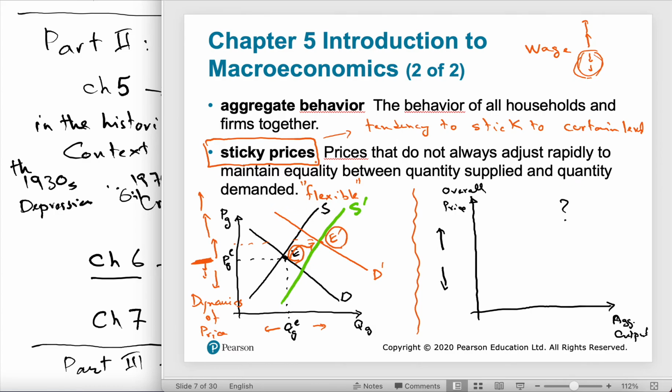Actually, some part of this, issues like sticky prices, is explained in chapter 4, but we skipped it. But don't worry, we're gonna explain it in further detail in the following chapters.